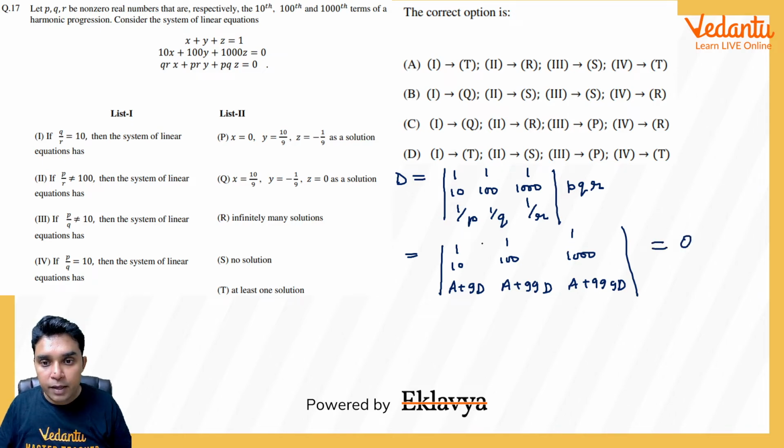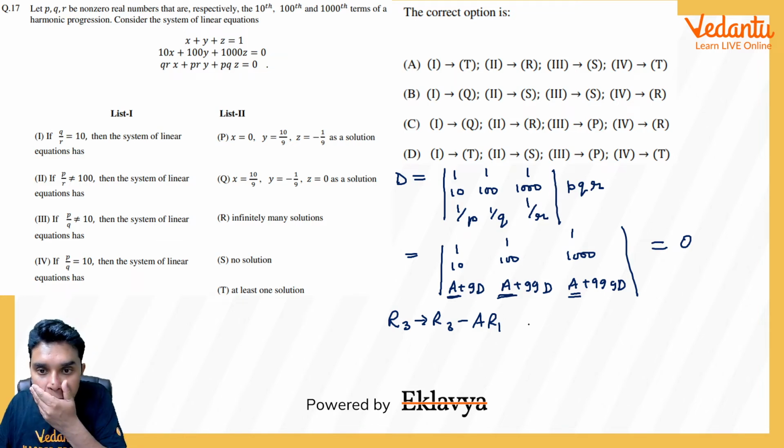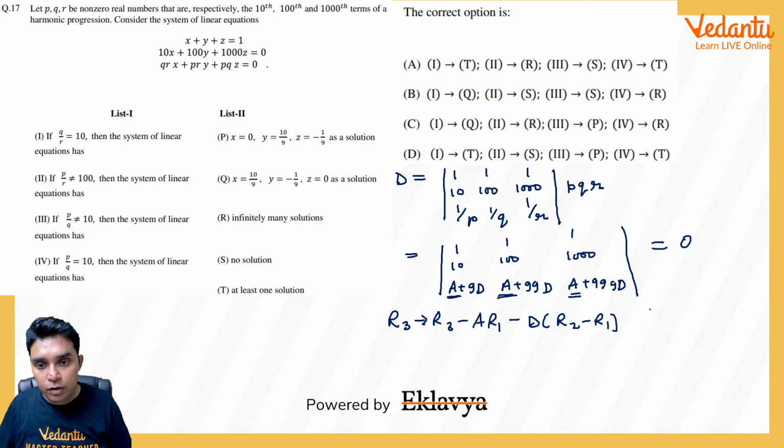How? If you multiply the first row by A and subtract from the third one, so R3 goes to R3 minus A times R1, then these A will be cancelled. And then you can also subtract D times R2 minus R1, then D will also be cancelled. So all the elements will become 0. So you can check D is coming out to be 0. So either no solution or infinite solution. No scope of getting exactly one solution.